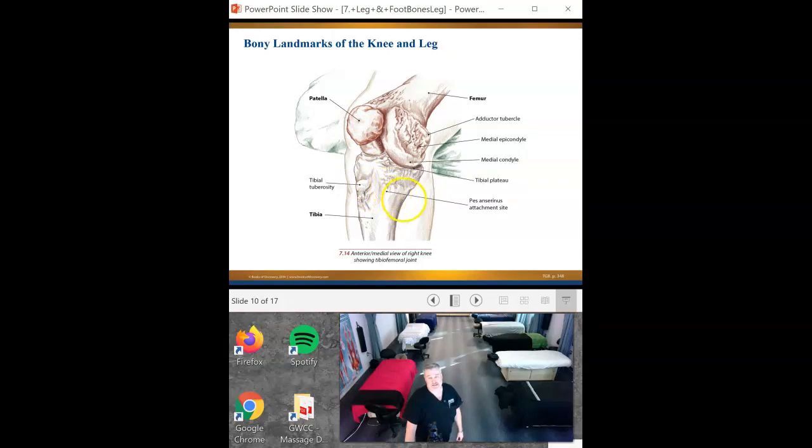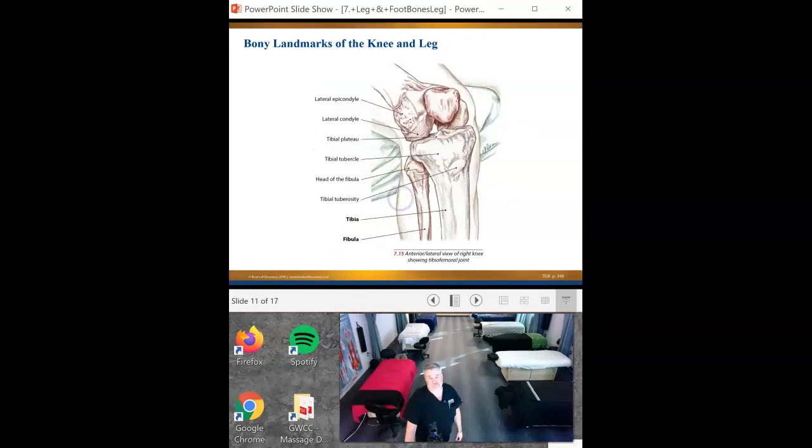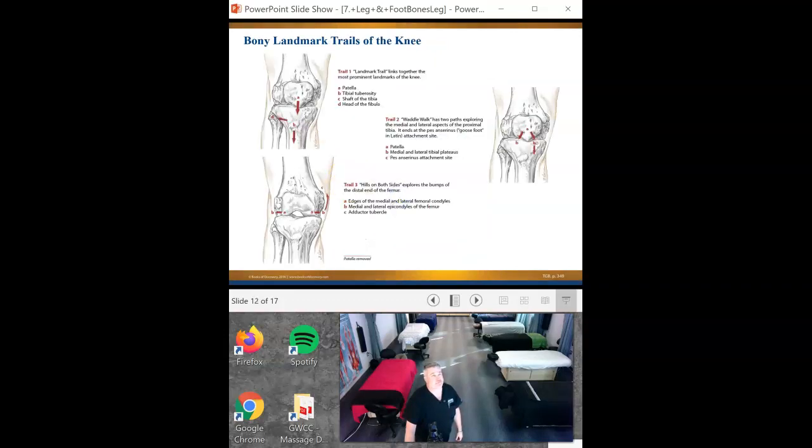And here's the pes anserinus location. This is just a medial view. And that's it. That's really it.